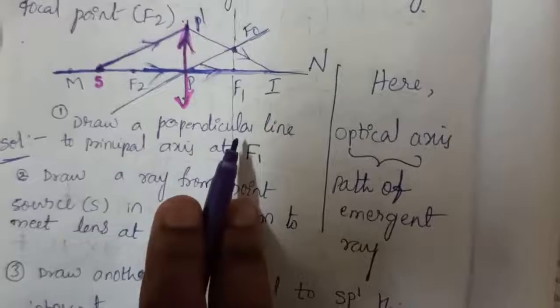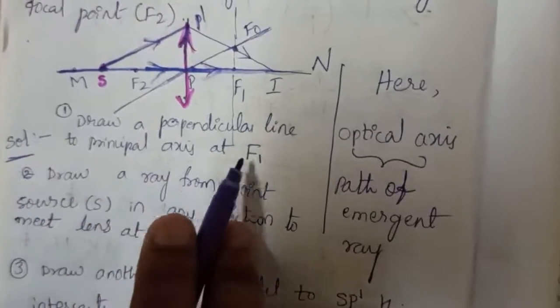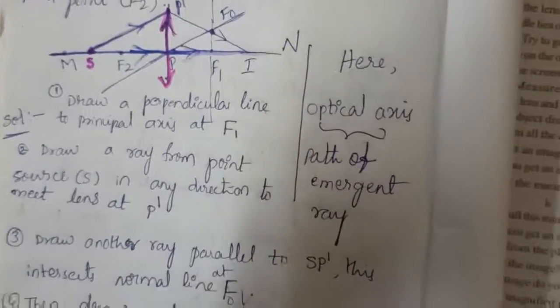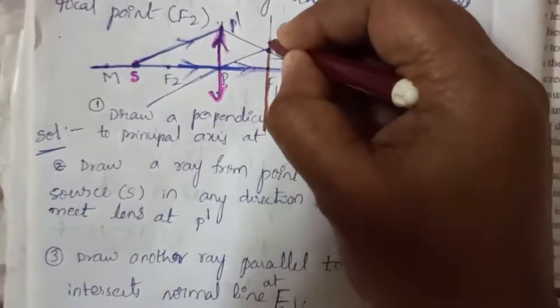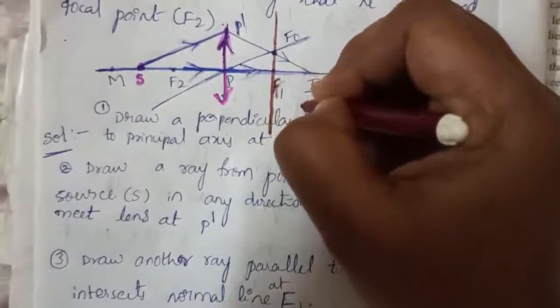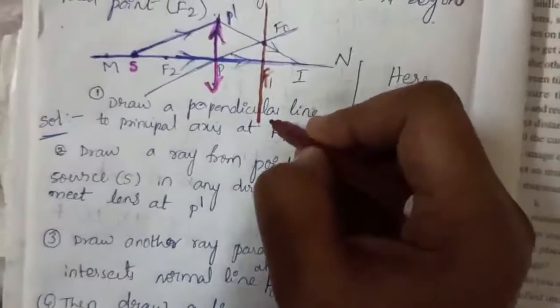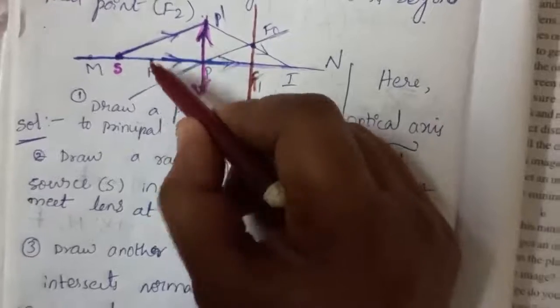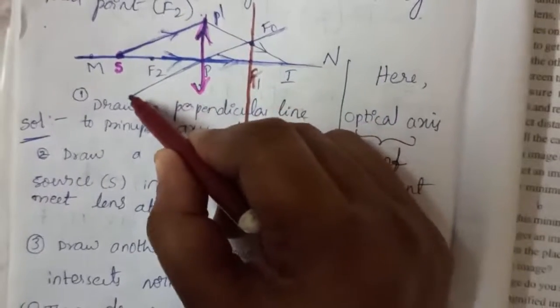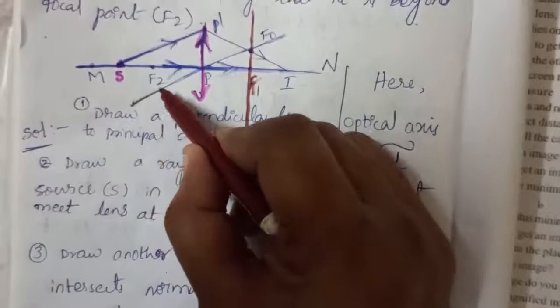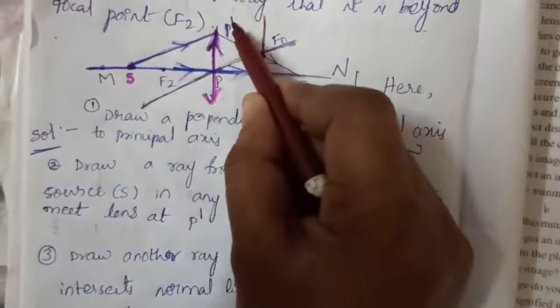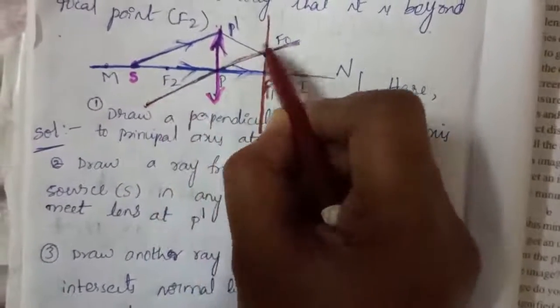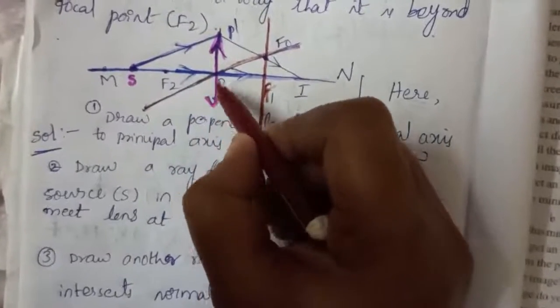Here draw a perpendicular line to the principal axis at F1. I am drawing a perpendicular line to the principal axis at F1. This is the perpendicular line to the principal axis at F1, at the focal point. Then draw a line parallel to SP dash. This is the next concept: a parallel line to SP dash. This is the line parallel to it.